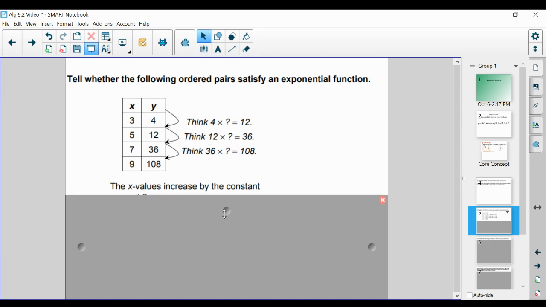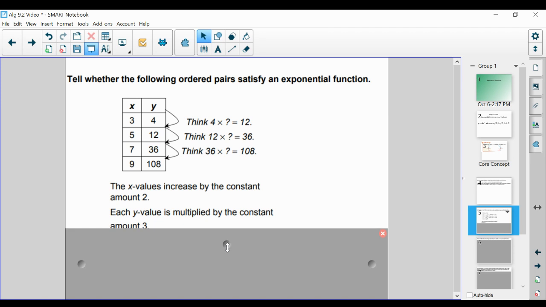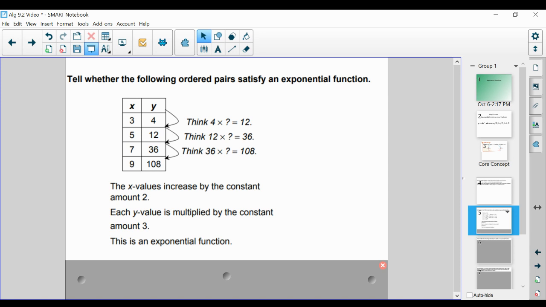Well, the x values increase by the constant amount of 2. 3 plus 2 is 5. 5 plus 2 is 7. 7 plus 2 is 9. And each y value is multiplied by the constant amount of 3. 4 times 3 is 12. 12 times 3 is 36. 36 times 3 is 108. Therefore, this is going to be an exponential function. Our x values increase by adding the same value. Our y values increase by multiplying the same value. And as you can tell, our numbers get drastically big as we continue this function.